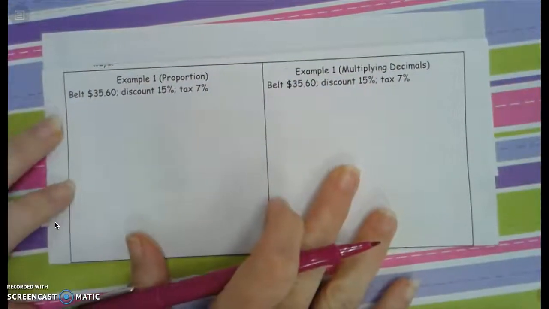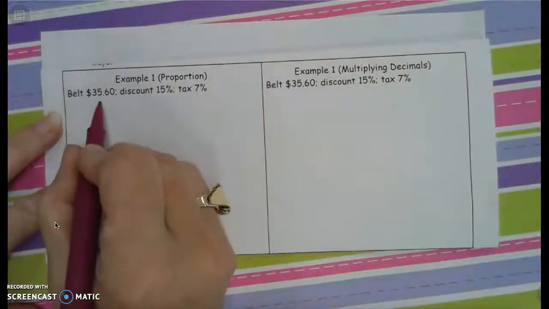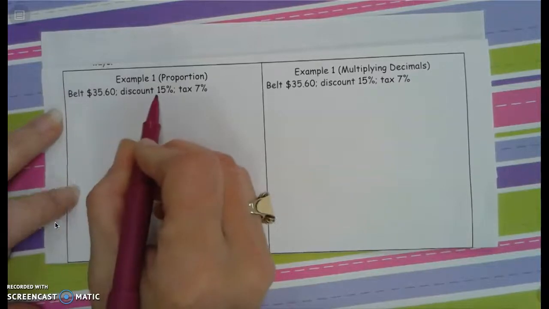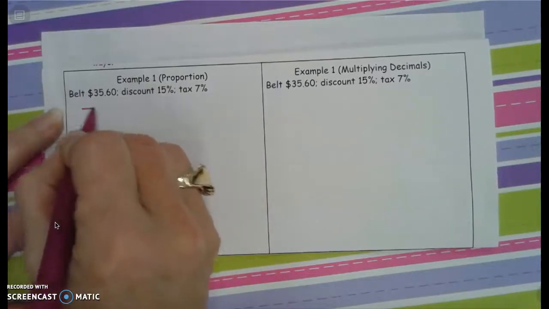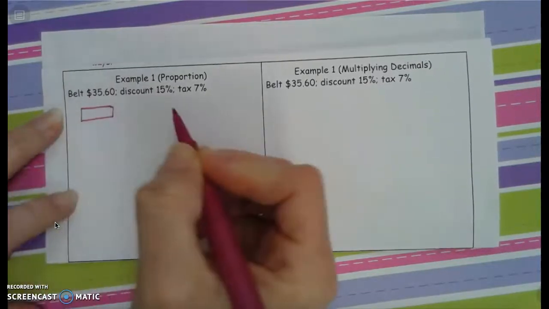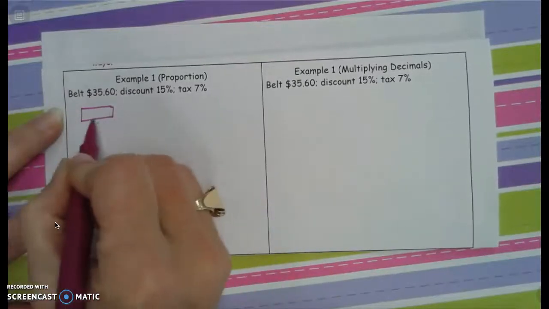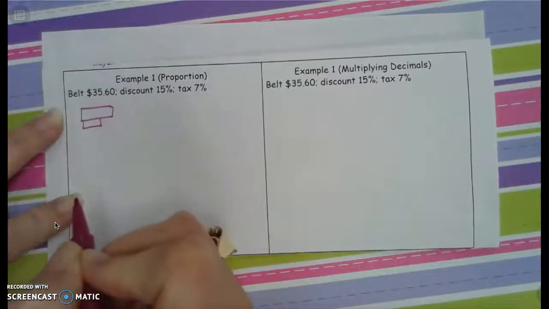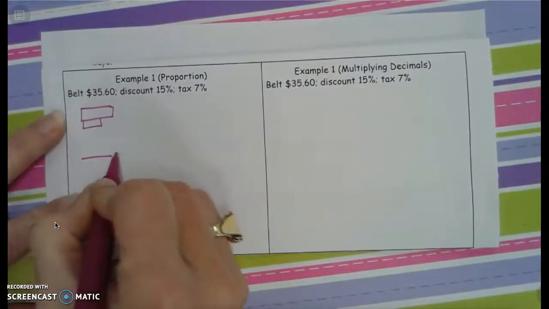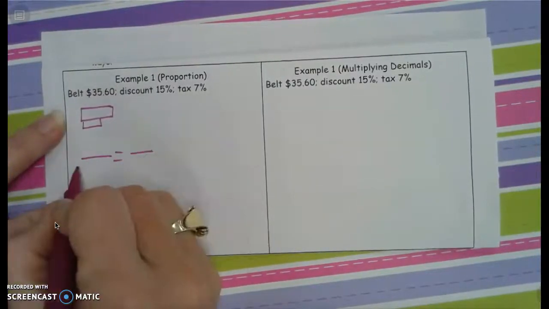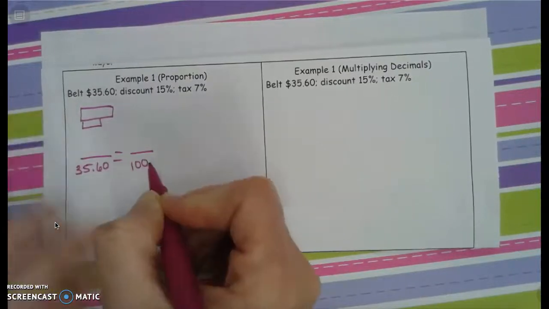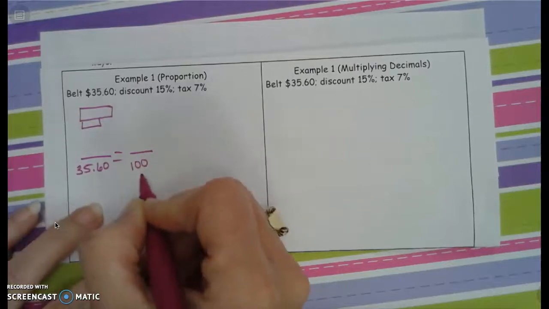So let's say we're going to buy a belt and it is $35.60 and it's discounted. That means the price goes down. So we started out saying, okay, here's the amount of the belt, but we're not going to pay the full price. We're going to only pay part of the price. So when we set up that proportion, we put the price of the item here. And remember, percent means per 100, so there's our 100.